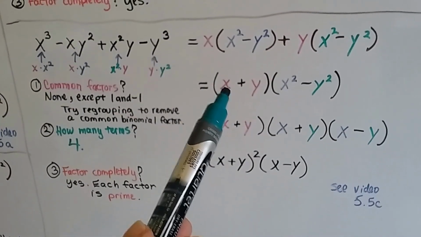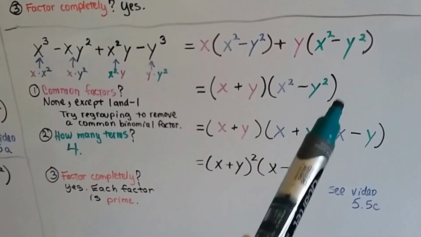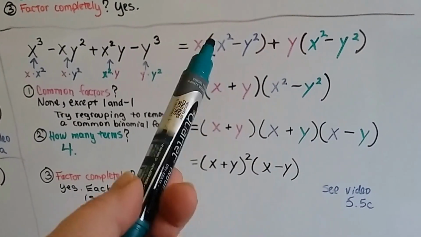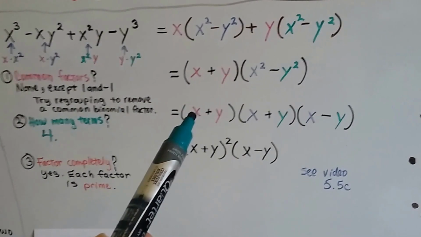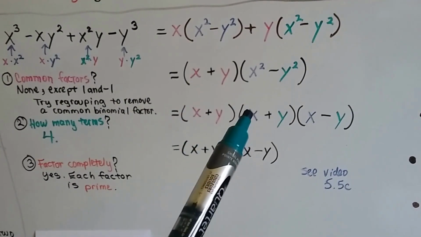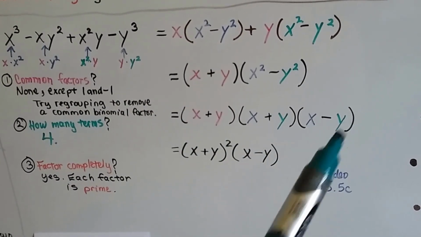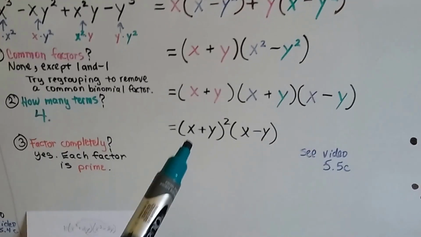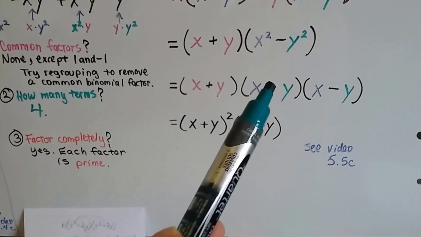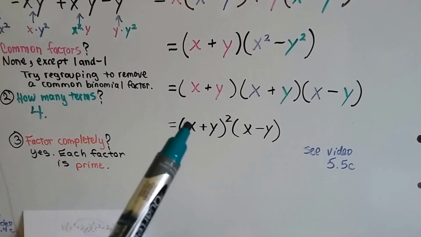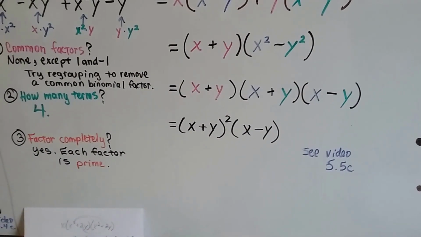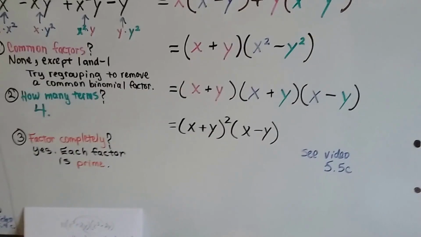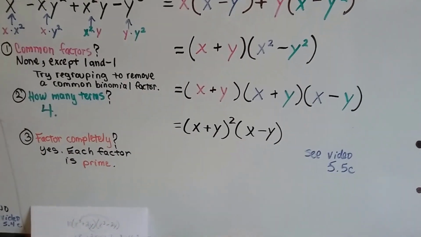That's going to give us x plus y, x squared minus y squared. See, we have 2 of these. See? X plus y, and it would be x plus y, x minus y, wouldn't it? And because we have this one here and this one here, we can just write x plus y squared times x minus y. This one, we bring it down. We factored completely. Each factor is prime.